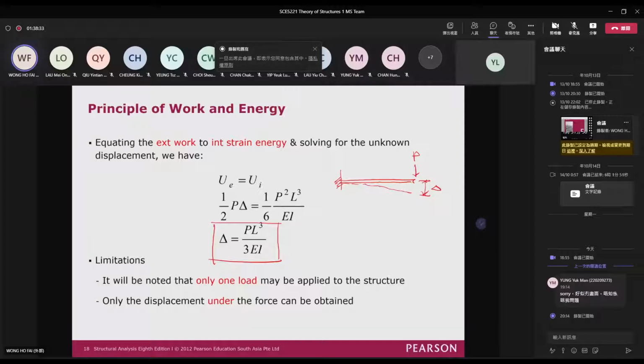And the other drawback is that it can only find the displacement under the force. Say, for example, if you want to find the displacement here, then you cannot do that. So this one has some limitations, and we need a more general method to find the deflection at different locations. So we will introduce a new method. We call that the virtual work method.